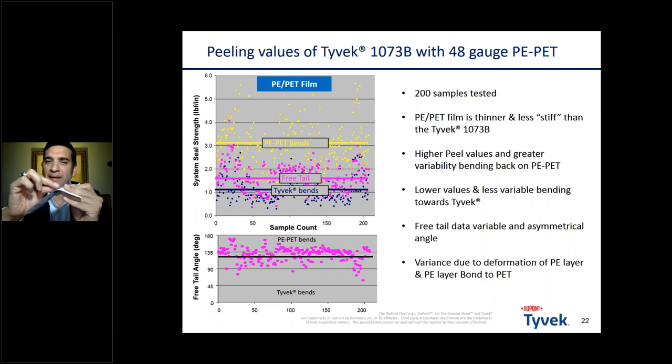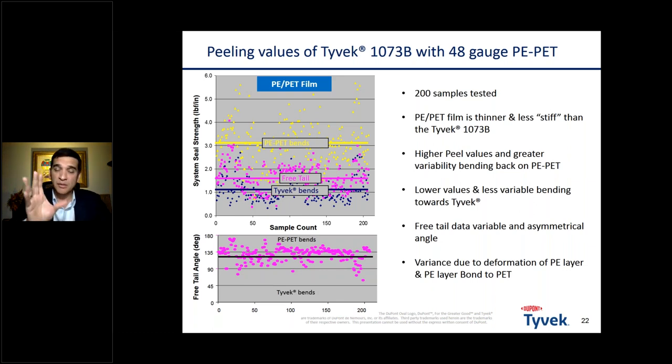So I'm pulling back on the polyester. That will be all the yellow dots that you see on there, right? Free tail is I'm just pulling it and letting it open, and the tail will go in any direction that it wants. And then Tyvek bend, I am back bending towards the Tyvek itself, right? And that's the dark blue, where it says Tyvek bend.